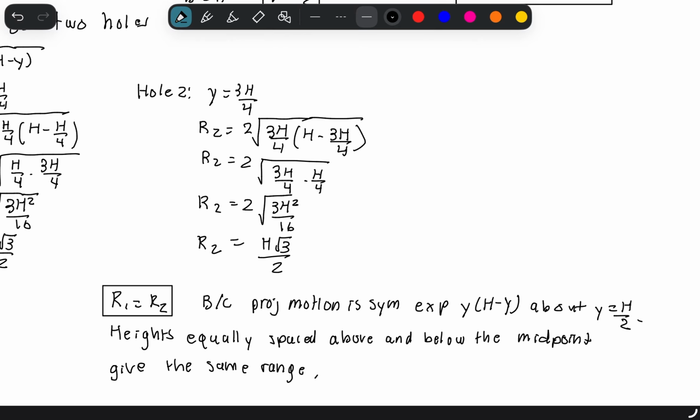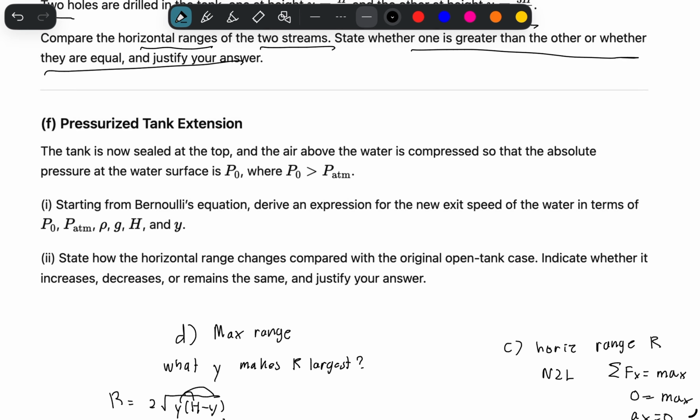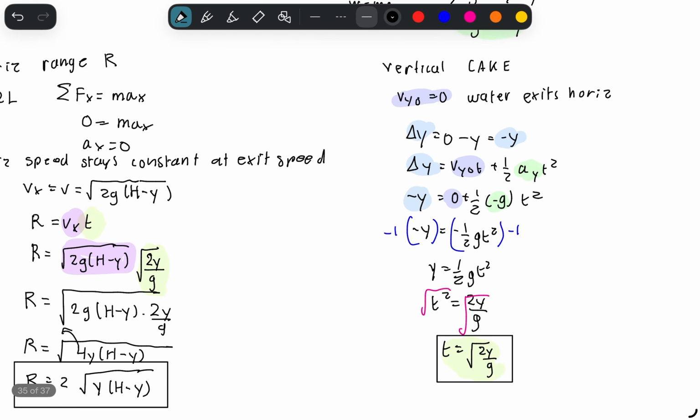Now for part F, we have a pressurized tank extension. The tank is now sealed at the top, and the air above the water is compressed so that the absolute pressure at the surface is P0, where P0 is greater than atmospheric pressure. Starting from Bernoulli's equation, derive an expression for the new exit speed of the water in terms of P0, atmospheric pressure, density, gravity, height, and y. And for 2, okay, we'll just do 1 first.